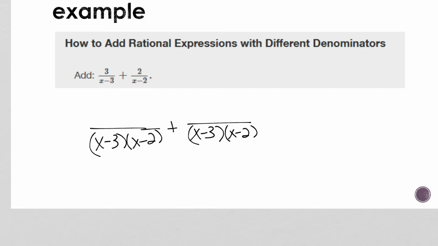Because they don't match, I've got to have both of them in my LCD. So now my numerator over here, I need to multiply by what is missing. So x minus 3 from here to here, I've got that part, but I'm missing the x minus 2 part. So I need to multiply by x minus 2 over x minus 2. Over here, I need to multiply by x minus 3 over x minus 3. So now I'm going to go ahead and distribute.